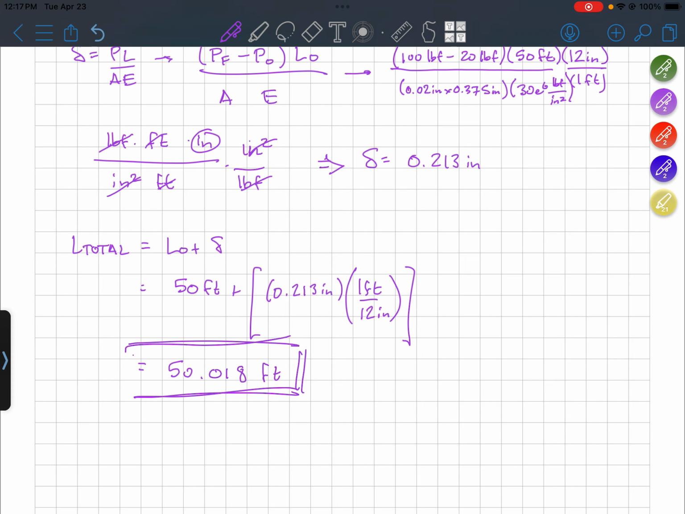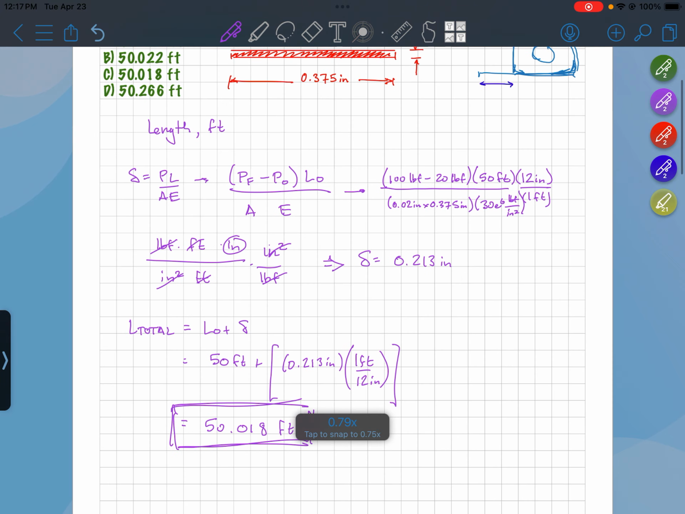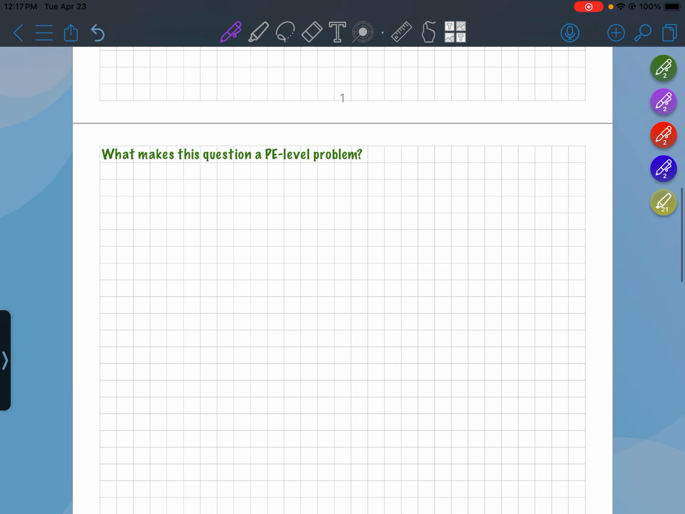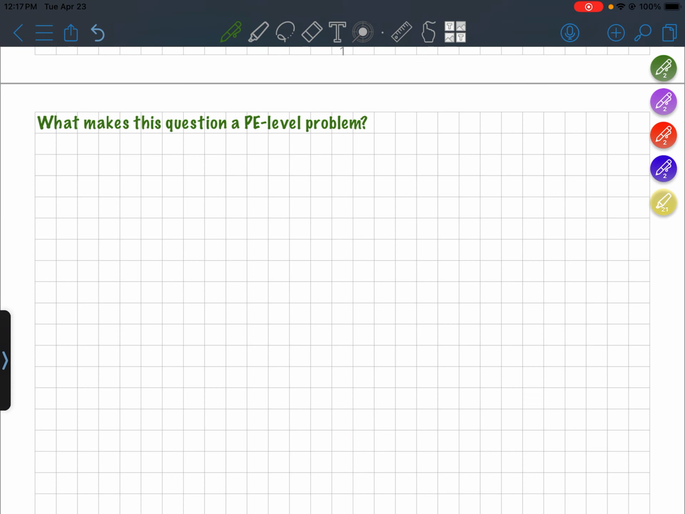All right. Now, that was pretty straightforward. Let's take a look. What made this question a PE level problem? I'll go through some of the reasons why.